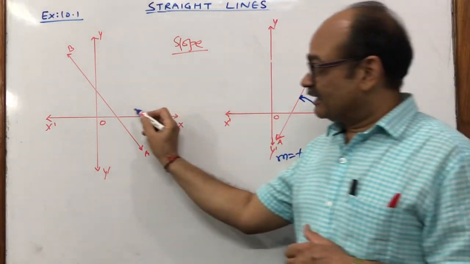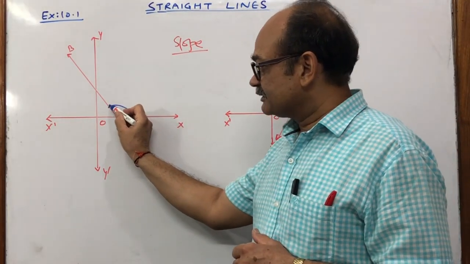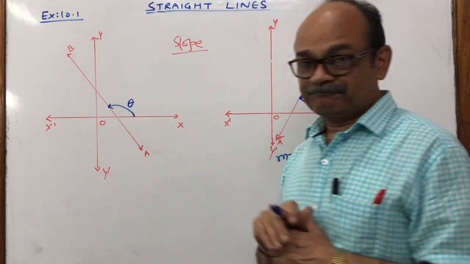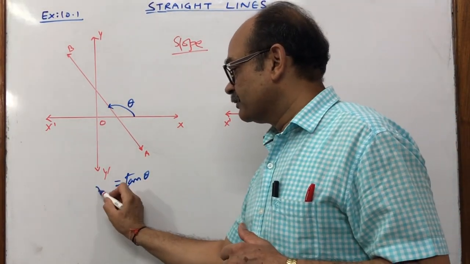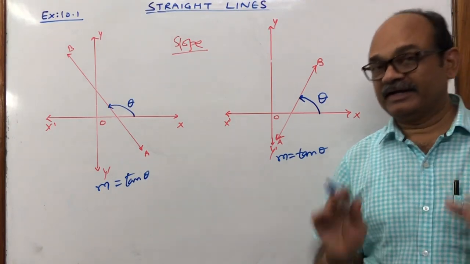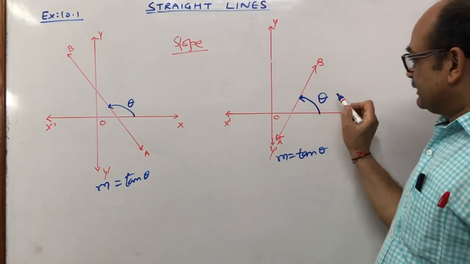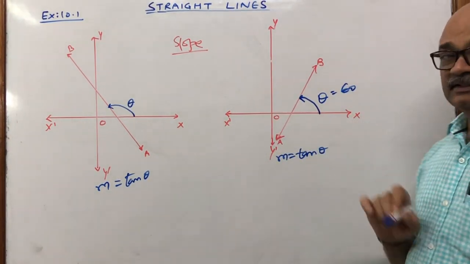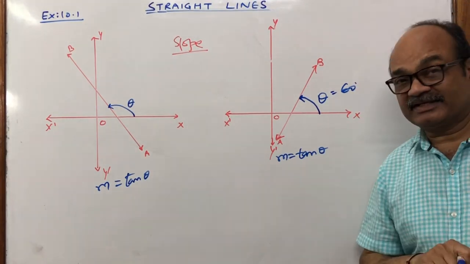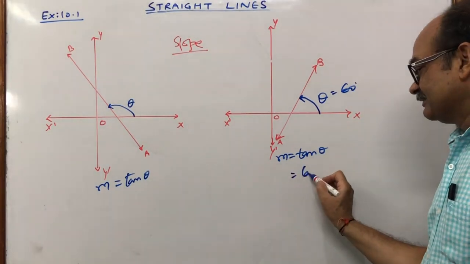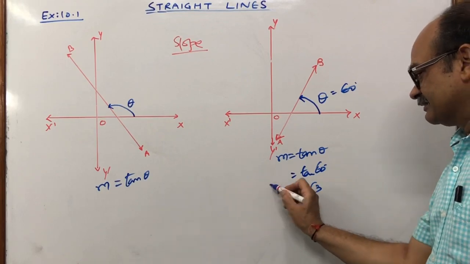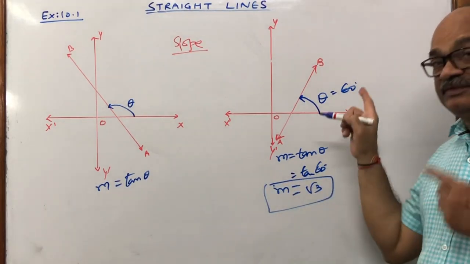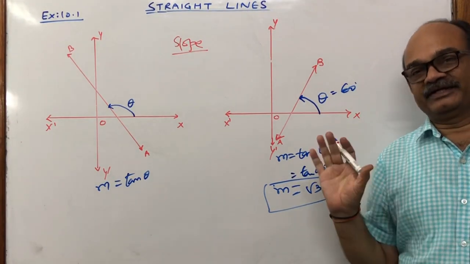For example, the other line anti-clockwise, this is the theta angle, then tan theta is the slope, and slope always denoted by m. Suppose this angle is 60 degree, then tell me what is the slope of this line? Tan 60, and tan 60 you know very well from class 10th. So m, the slope of this line equals to root 3.